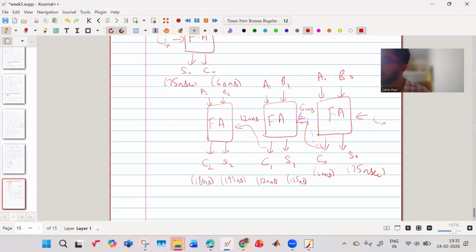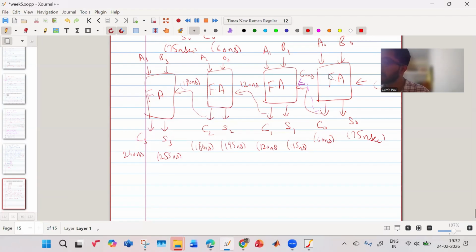Okay. Now I have another full adder, right? It has my A3, it has B3. Now this goes over here. This will produce my C3, this will produce my S3. Now you must remember the time has become 180 nanosecond. So 180 plus S3 takes 75, so it becomes 255 nanosecond. And to produce C3, it becomes 240 nanosecond.